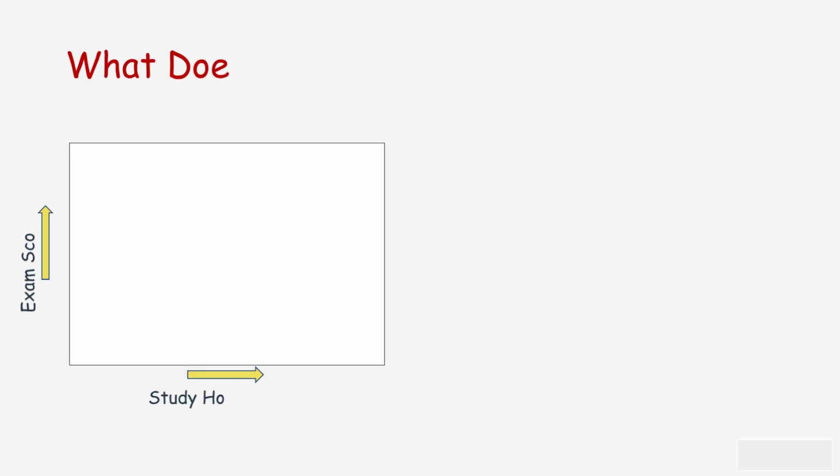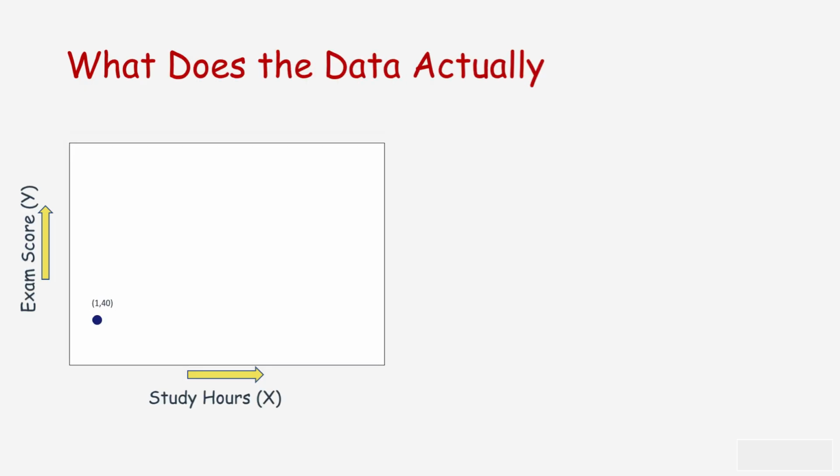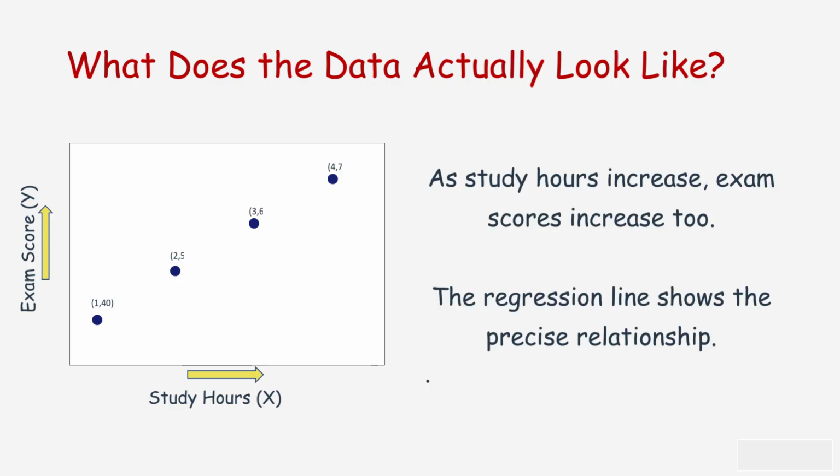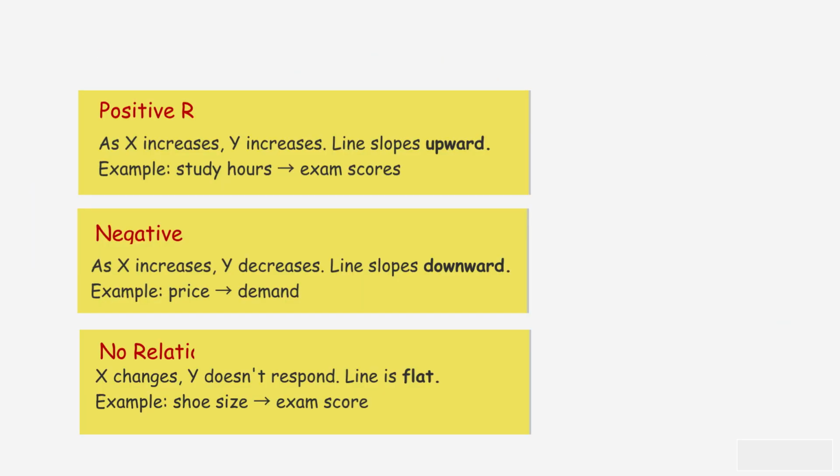The data, real data. 4 students. Student A, 1 hour to 40 marks. Student B, 2 hours to 50 marks. Student C, 3 hours to 60 marks. Student D, 4 hours to 70 marks. See the pattern? As study hours go up, scores go up too. Regression draws a line through this data, not by guessing, calculated mathematically to be as close as possible to all points. This is the regression line.